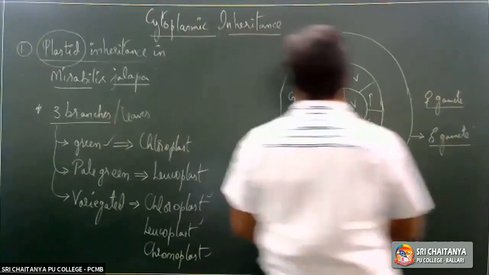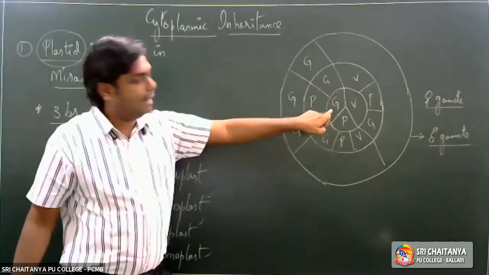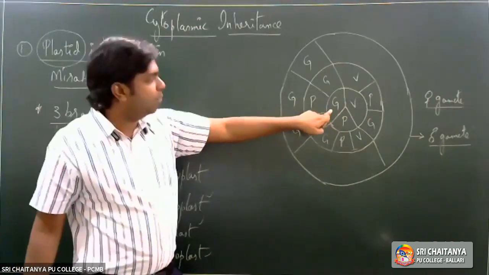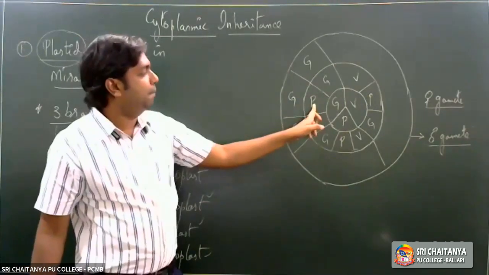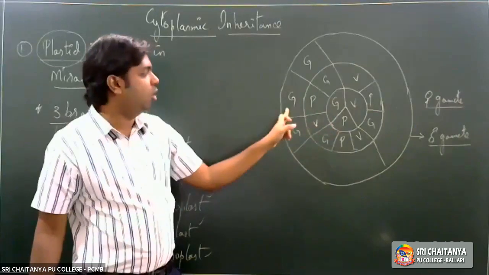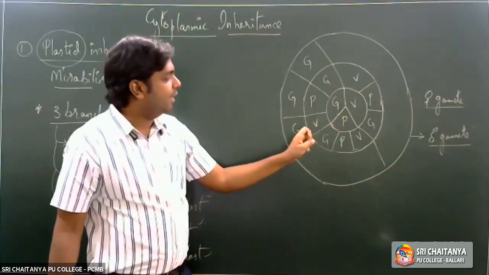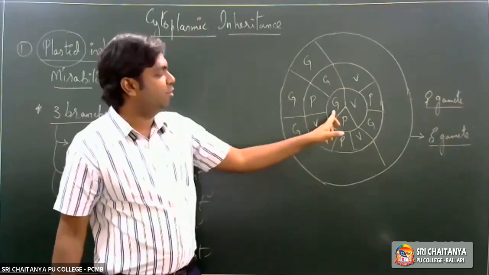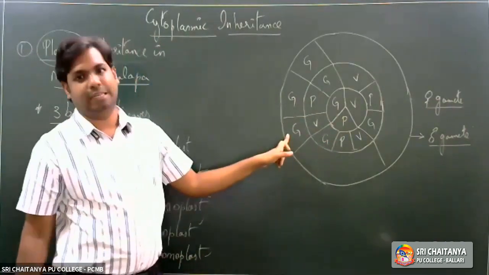In the first case, what did we see? A green colored male gamete fertilizes an egg with green colored chloroplast. Right. So the offspring that is obtained will have green branches. Second condition, a pale green male gamete fertilizing a female gamete. The offspring obtained again will have green branches. The third condition, variegated male gamete fusing with the green colored female gamete. Again, the offspring would be green only.